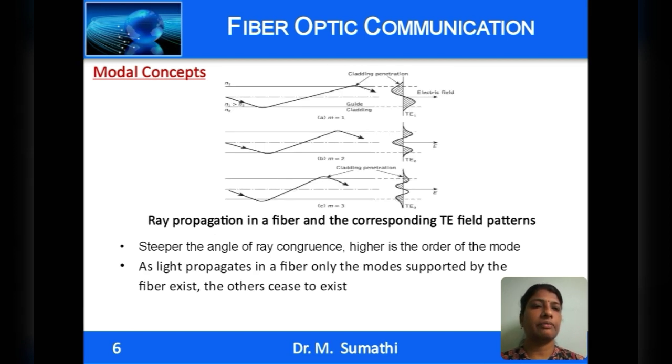This picture gives the ray in a fiber and the corresponding electric field. The steeper the angle of the ray congruence, the higher the order of the mode, and observe that the higher the order of the mode, the more energy is in the cladding. Initially, when light is launched into a fiber, many modes exist, but as light propagates, only those modes that are supported by the fiber exist. The rest of the modes cease to exist.